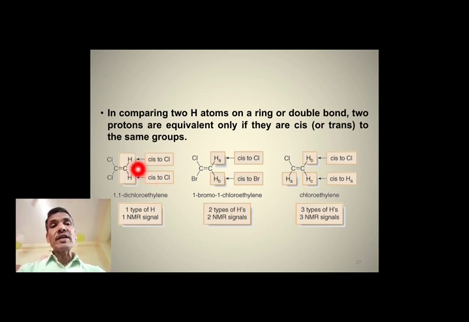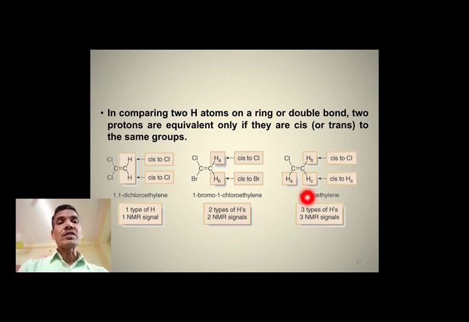Each hydrogen atom here is cis to chlorine as well as trans to chlorine. This hydrogen atom is cis to this chlorine and trans to this chlorine. That means the chemical environment of both these hydrogen atoms is same. Therefore, 1,1-dichloroethylene gives only one signal in NMR spectrum.